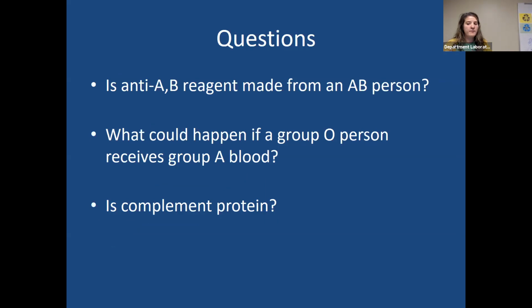Is anti-A,B made from an AB patient? What patient is it made from? Made from group O. What happens if a group O person receives blood from a group A?